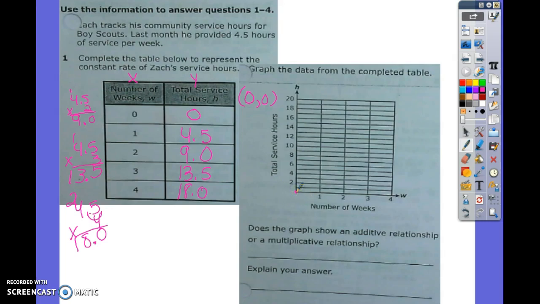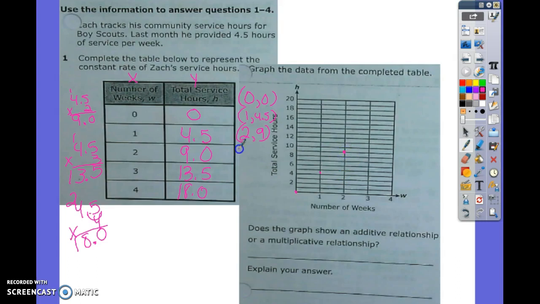Our next ordered pair is going to be 1 and 4.5. So we're going to start at 0, 0. We're going to go over 1, and we're going to go to 4.5, which is going to be right here between 4 and 5. Our next ordered pair is going to be 2, 9. Start at 0, 0, go right 2, and go up 9. So that will be right there.